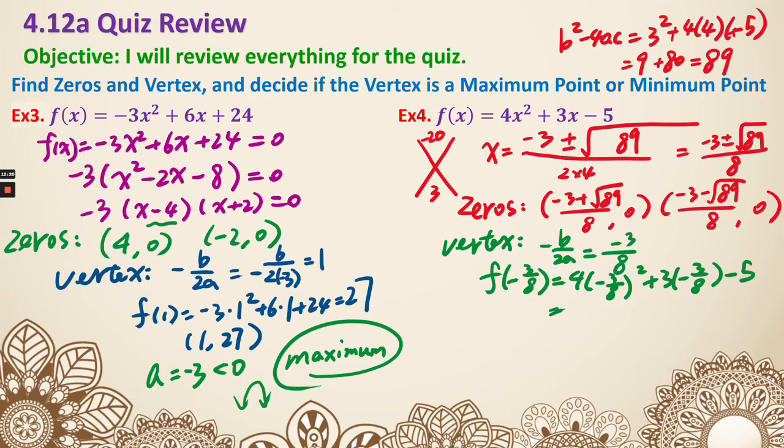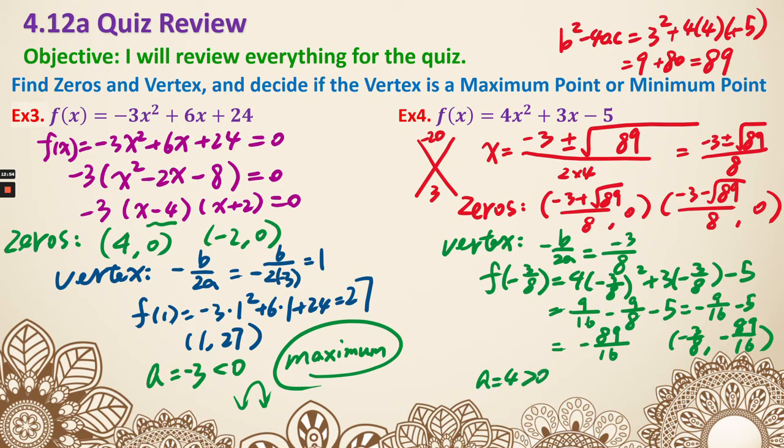That's going to give me 9 over 16 minus 9 over 8 minus 5. So I got -9 over 16 minus 5, which actually is -89 over 16. My vertex is -3 over 8, -89 over 16. My A is a 4, which is bigger than 0, so I have a minimum.